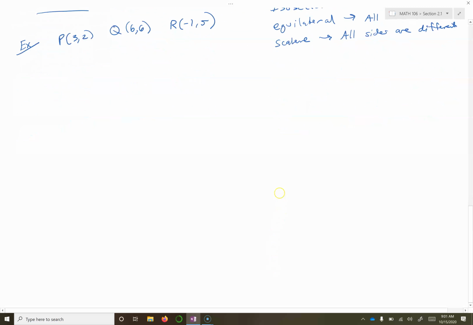So let's sketch this guy out. Sketching it doesn't really give you a super good indication of what type of triangle it is, but we can use the distance formula to figure all this stuff out. All right, I'm going to do R first, so it's -1, 5. Okay, there's R. Q is 6, 6. And then finally, P is 3, 2. Okay, so we can connect those three points.